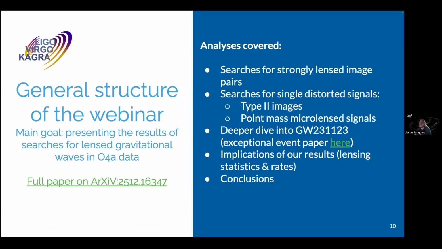What we'll be talking about related to these gravitational waves for this webinar will be the searches for these strongly lensed image pairs, searches for single distorted signals, as they have been presented before. Then, as you will see, there will be a deeper dive into a particular event that presents some peculiar characteristics. And then we will go into the implications of our results, giving more insights on lensing statistics and lensing rates before concluding the seminar and answering your questions.